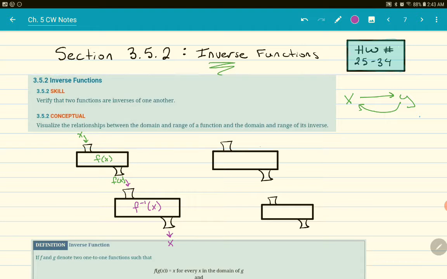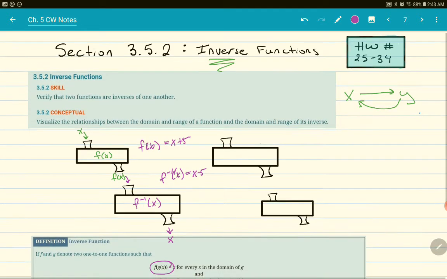So for example, maybe f of x is to add 5. Then f inverse of x would be to subtract 5. It just undoes whatever that first machine did. So if I compose those two functions like this, then I get x back.